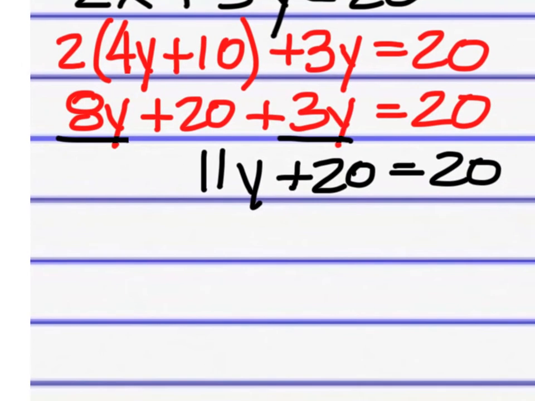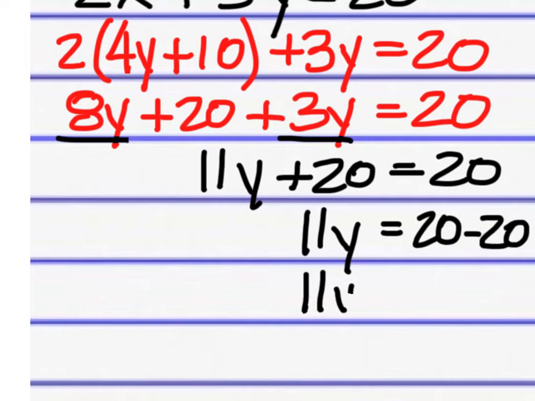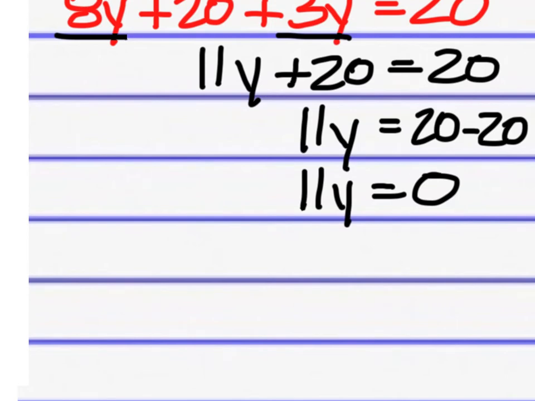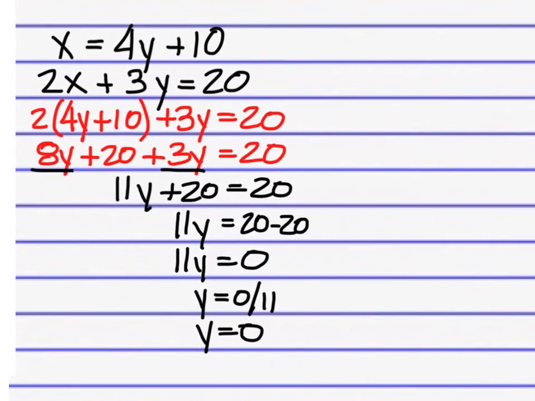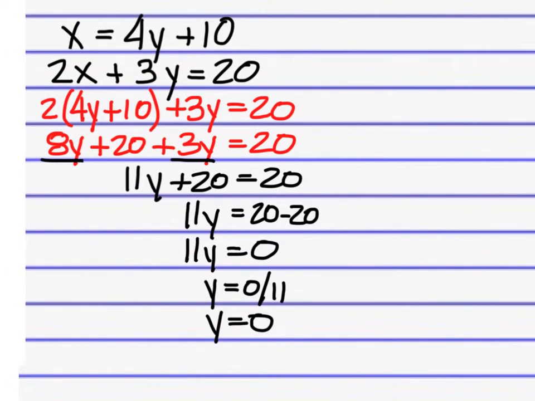Move the plus 20 to the right side and make it minus 20. There's a 0. Divide that 0 by 11 and come up with 0. So y equals 0, which means we can put 0 right here. You can also put it here and solve. It makes no difference. We'll put it right there.